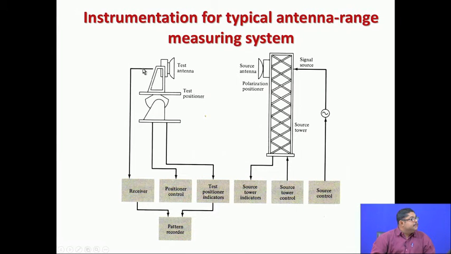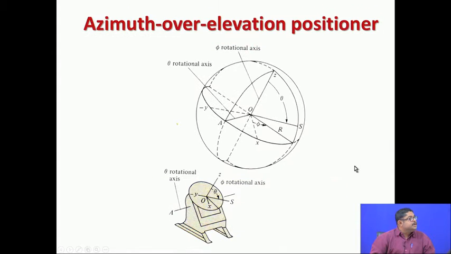Also, from the test antenna you are getting the receiver, then the position is getting controlled. So, the test indicator is giving, and the pattern is getting recorded here automatically. This side is the source antenna, source signal, etc. So, this is a typical instrumentation.